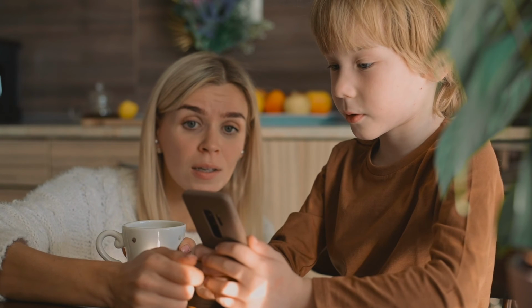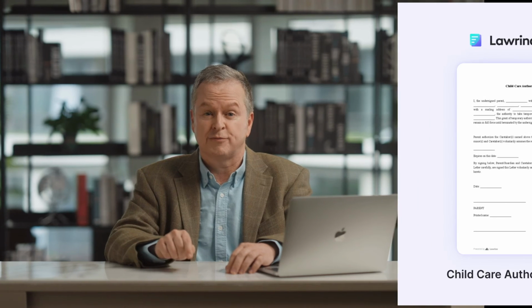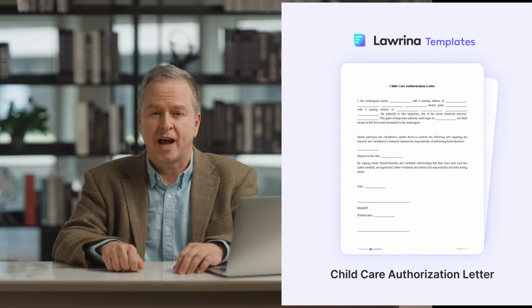But this largely depends on your jurisdiction's laws and may not always be necessary. Feel free to visit Lawrina templates for samples of documents that help you write this letter effectively. Remember, a well-written childcare authorization letter ensures your child's safety when you can't attend to them personally.